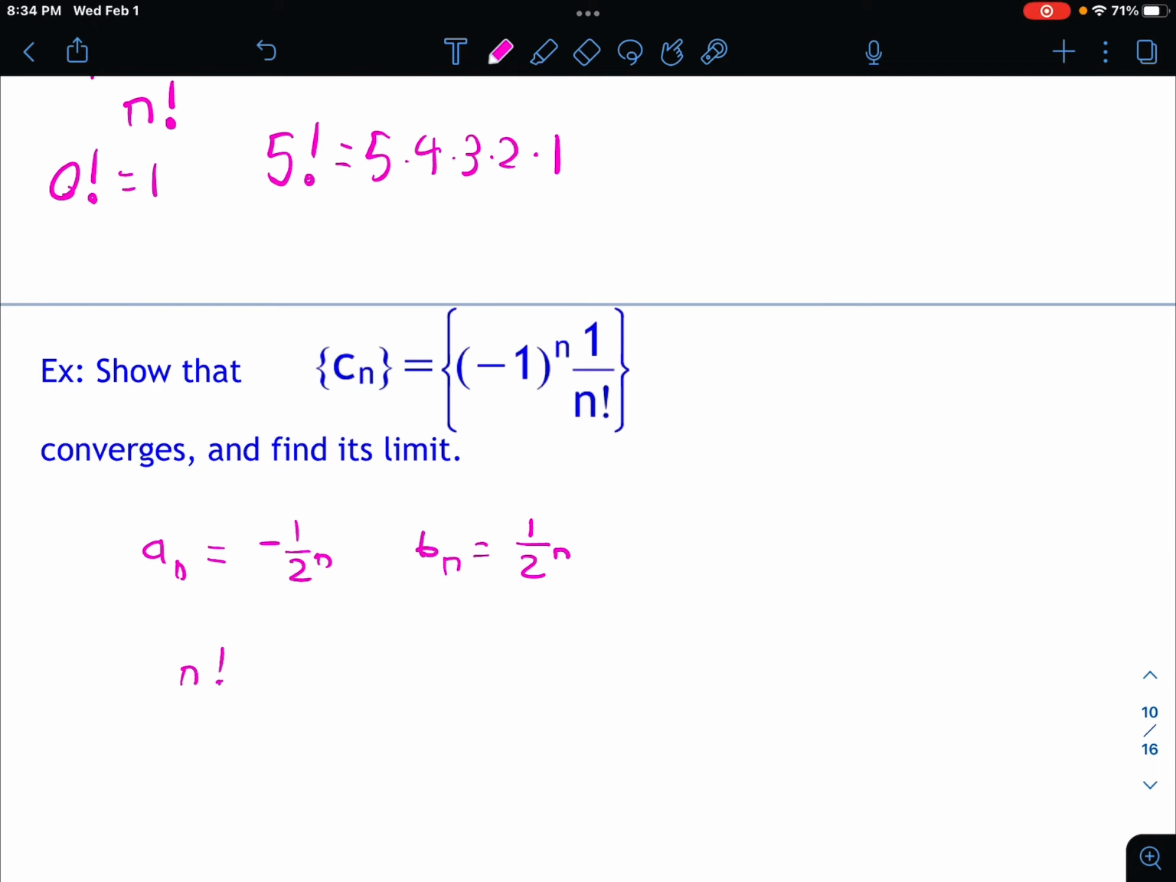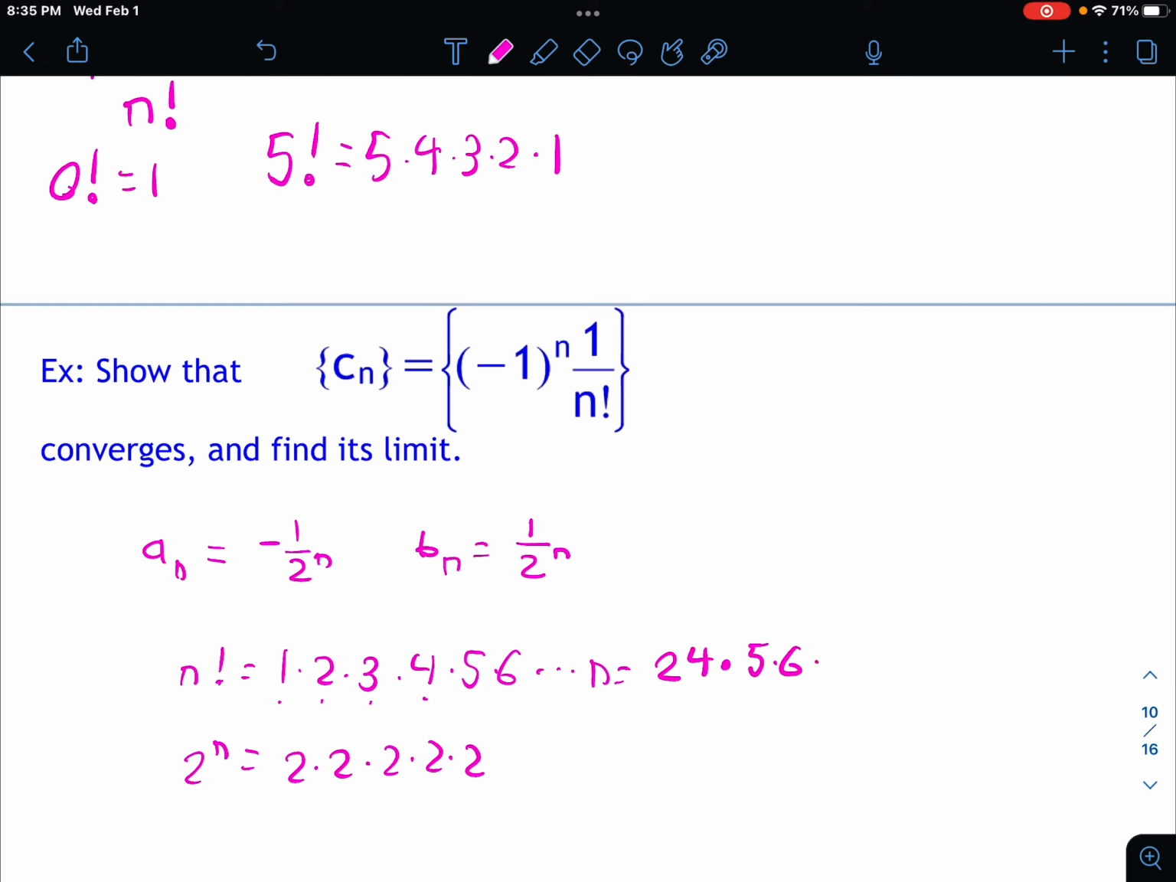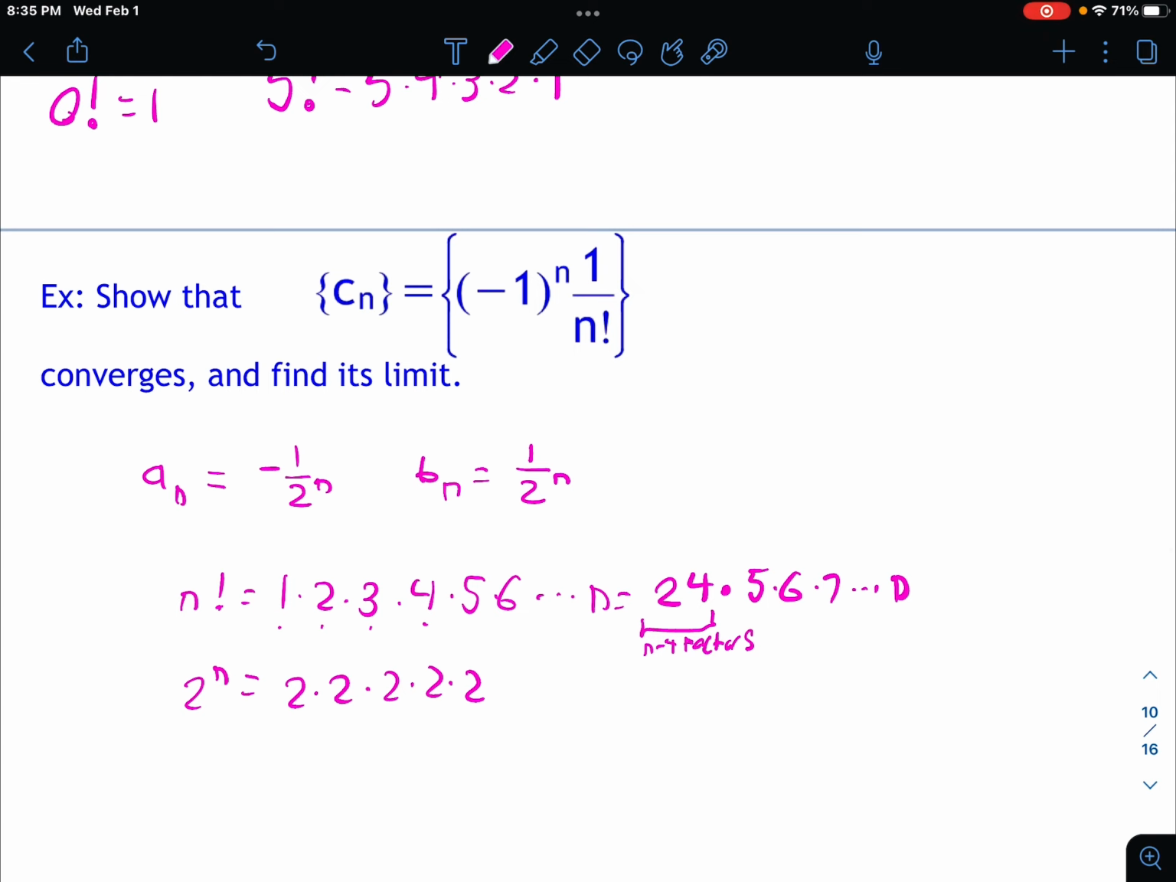What we know with this is that n factorial, as you go out, is going to be 1 times 2 times 3 times 4 times 5 times 6, all the way out towards our nth term. As for 2 to the power of n, we're going to have 2 times 2 times 2 times 2 times 2. If we take the first four terms of n factorial, 1 times 2 times 3, we get 6, times 4, we get 24, times 5 times 6 times 7, all the way out to n. This right here is n minus 4 factors. And you can see it grows really fast.